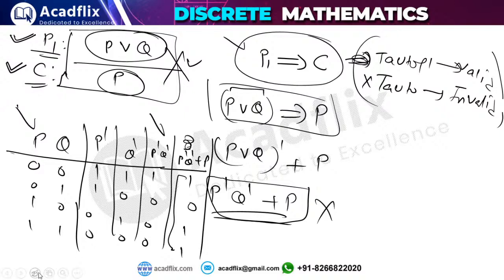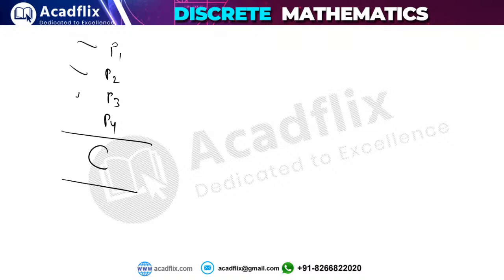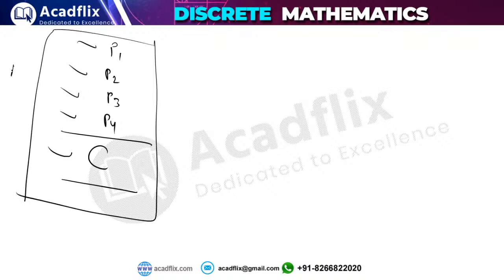Let me repeat the definition of validity of an argument. What is an argument? In an argument you have some hypotheses, P1, P2, P3. Let's assume you have 4 hypotheses, P1, P2, P3, P4, and this is the conclusion you have. Now this complete thing is known as an argument. Let's call it argument A1.